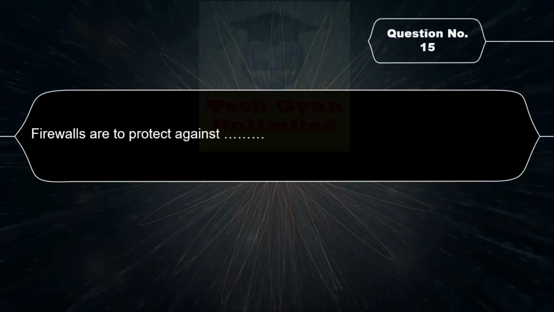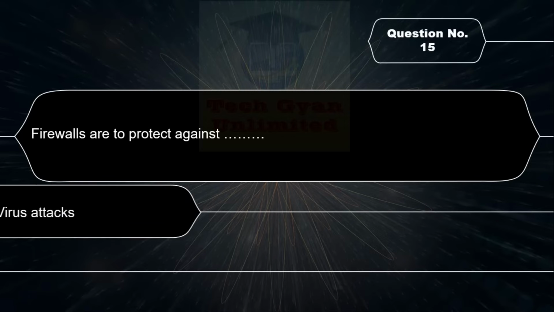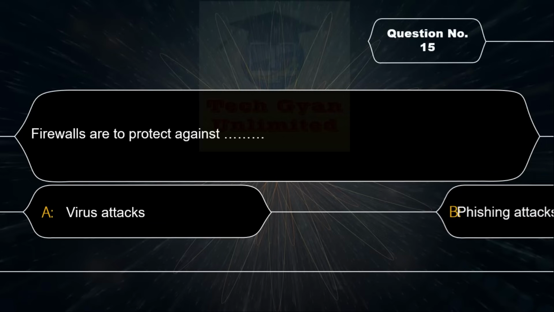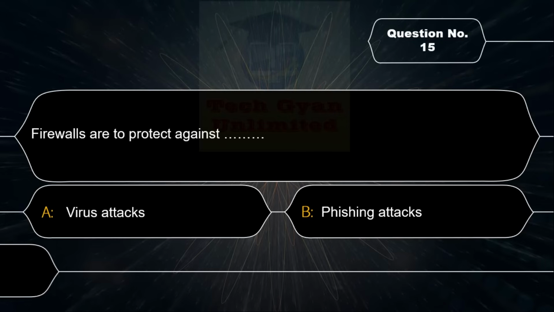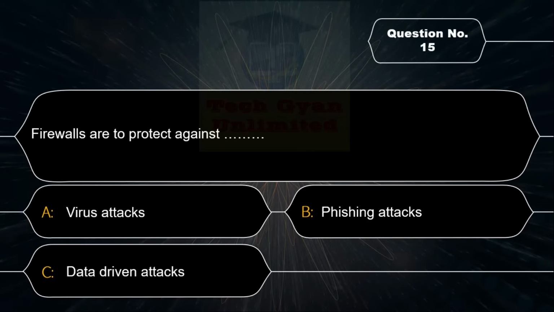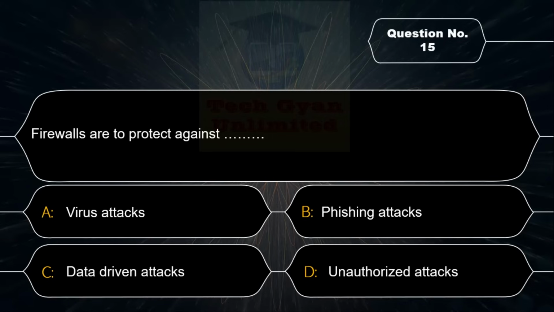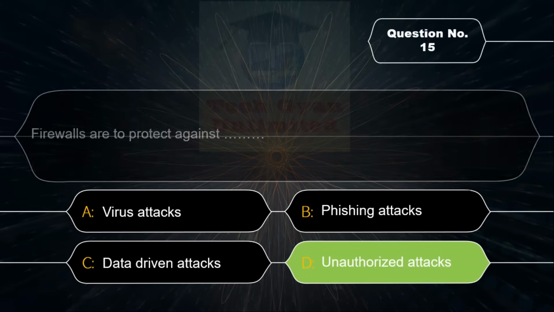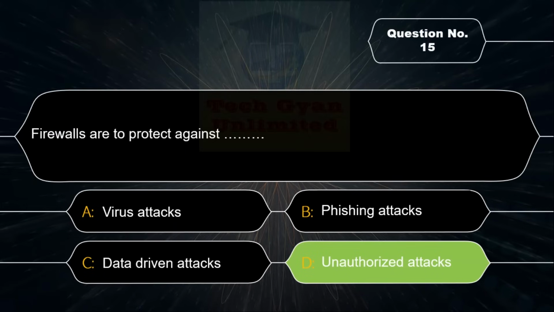Firewalls are to protect against option A, virus attack, option B, phishing attacks, option C, data driven attacks, option D, unauthorized attacks. Correct answer is option D, unauthorized attacks.